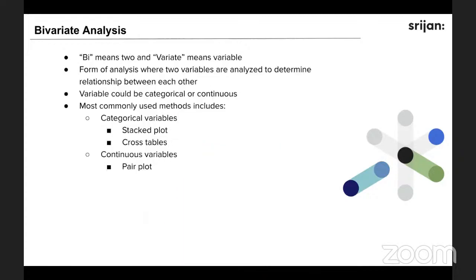Now let's look at bivariate analysis. Bivariate is basically nothing but analyzing two variables at the same time. Here we are determining the relationship, like how a change in one variable will impact another variable. Now there are some techniques that we can use for bivariate analysis, and one of them is the stack plot. So let's talk about it in terms of categorical and continuous variables.